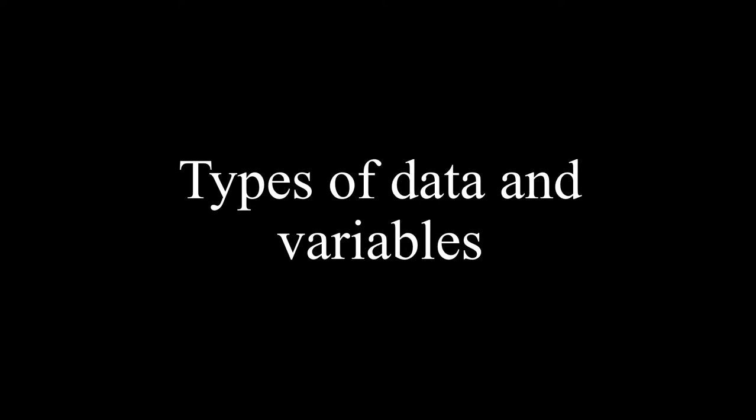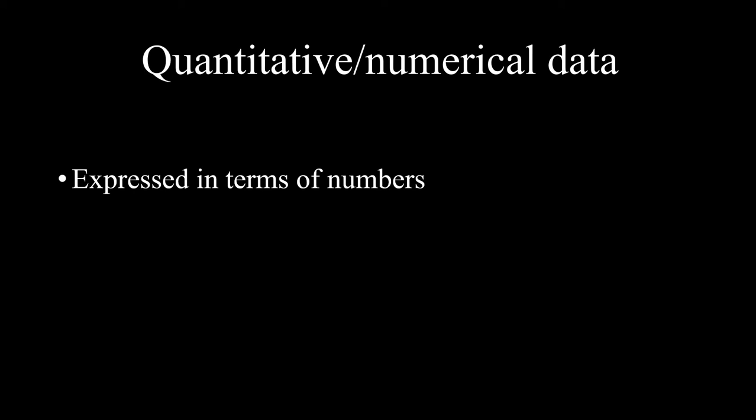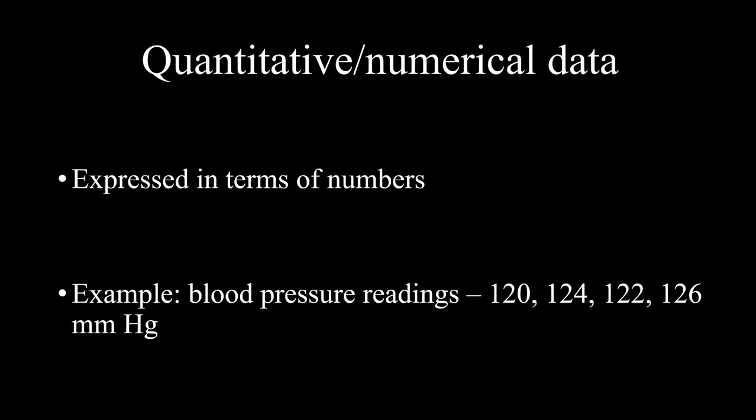This is a simplified video explaining these terms to enable you to understand what type of data you have and analyze it accordingly. Quantitative or numerical data is the data which is expressed in terms of numbers. For example, we have blood pressure readings which are taken, and this is an example of numerical data.